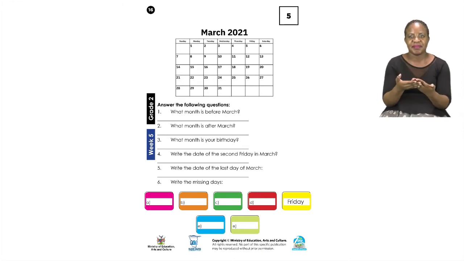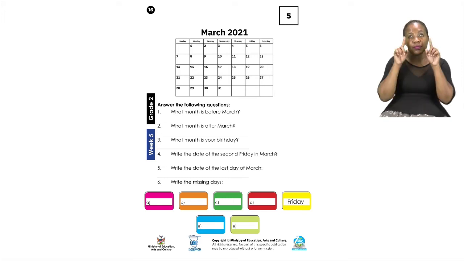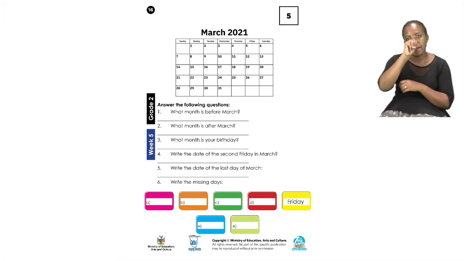Now we are looking at the calendar, and the calendar is a very important thing in our lives. Each and every day is different, and we need to know the months that are in the calendar. So we are going to answer the questions below. But before we do that, you can see that we have March 2021. That is a month. And in that month, boys and girls, there are numbers. Numbers for each and every day.